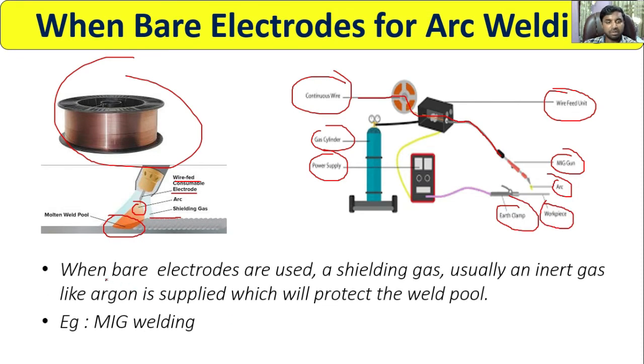Now, if you see the bare electrode, what will happen? A shielding gas is there. You see, this is creating the shield. Usually an inert gas like argon is supplied, which will protect the weld pool. So here, who protects the weld pool? The argon protects the weld pool. In the coated electrode, the coating protects the weld pool. Here it is MIG welding, which you can call the bare electrode.